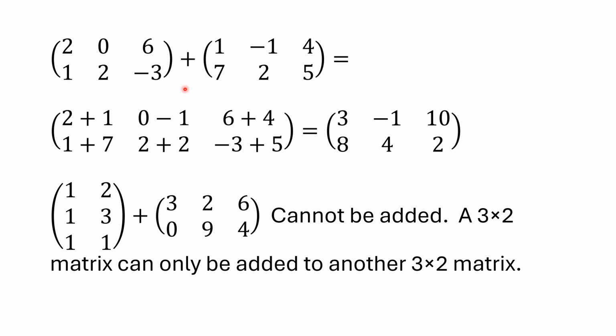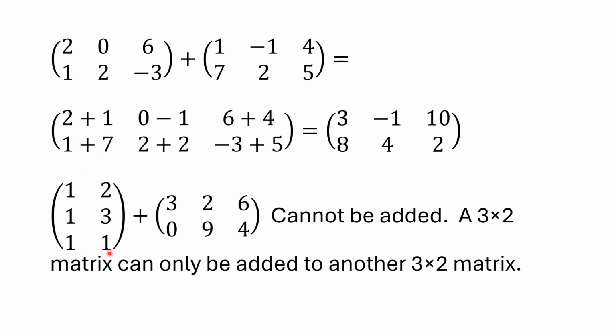Second row, 1 plus 7 is 8. 2 plus 2 equals 4. And negative 3 plus 5 equals 2. So it's very simple. If you can add numbers, you can add matrices. It's just that you will have to perform the operation as many times as there are positions that are filled in the matrix. The number of rows times the number of columns.